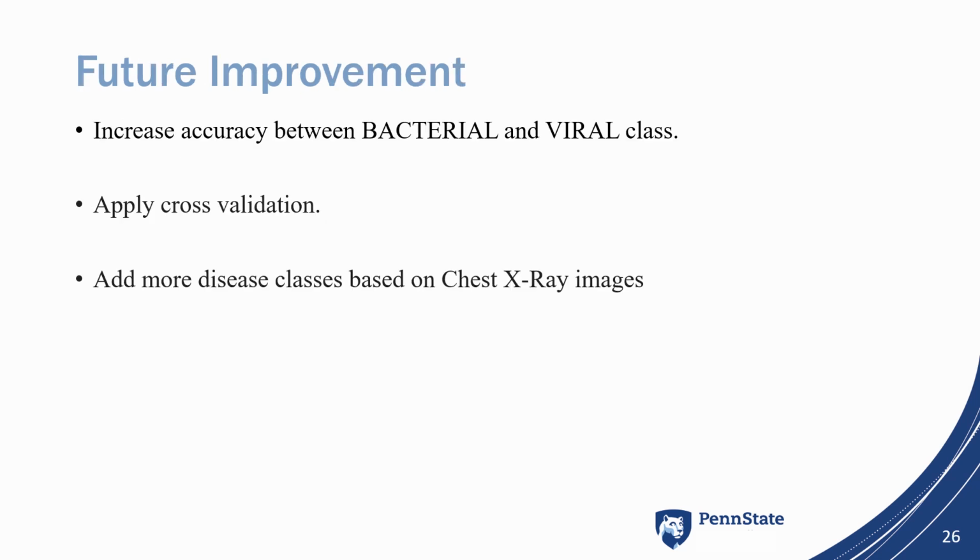And here are the things that we consider to be the future improvements for our project. The first one is, we are planning to increase the accuracy for prediction between bacterial and viral. We will try to make the models classify between these two pneumonia classes better. The next one is we are planning to apply cross validation.